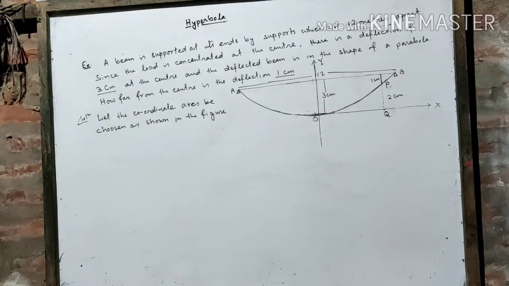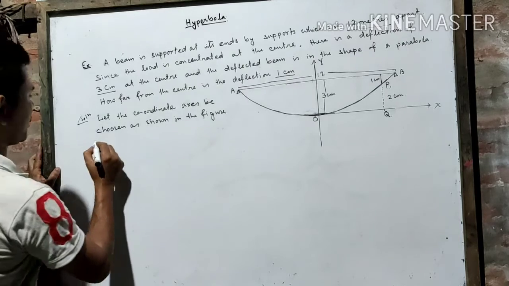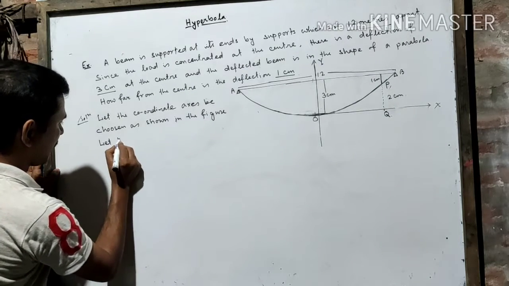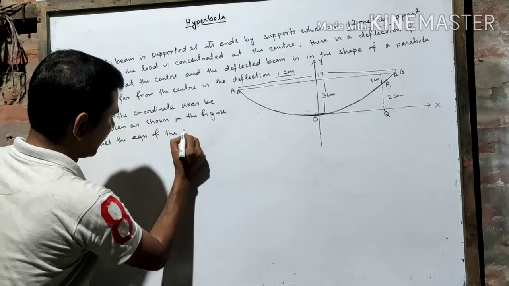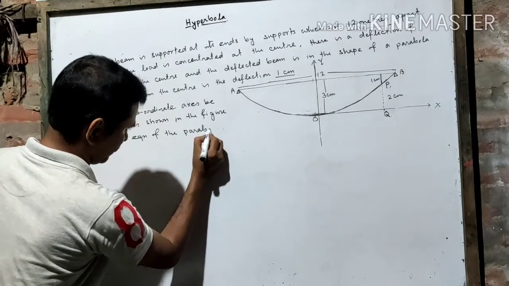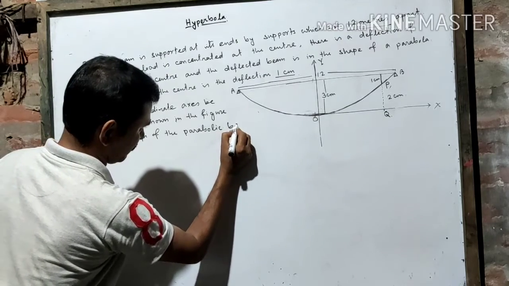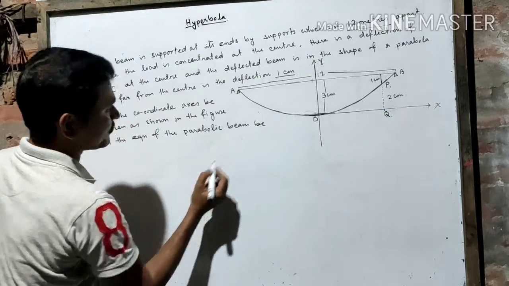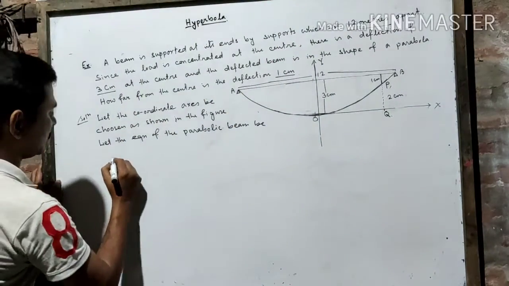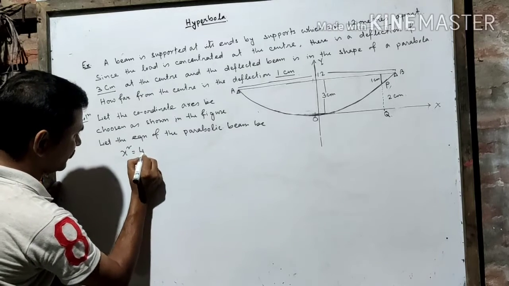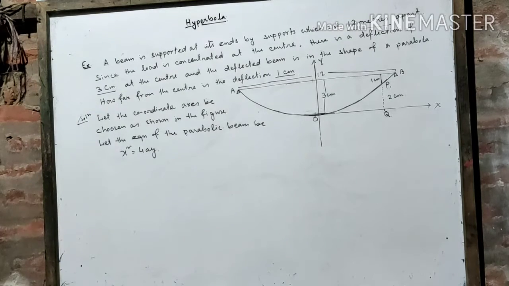With this choice of the coordinate system, let us write the equation of the parabolic beam. It is symmetrical about the y-axis, so its equation will be x square is equal to 4ay.